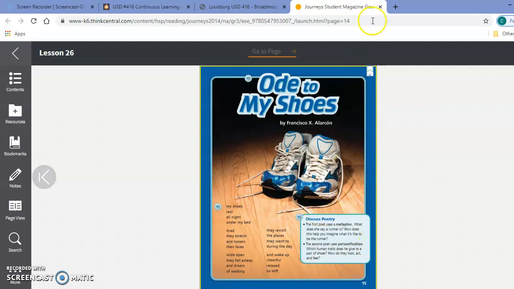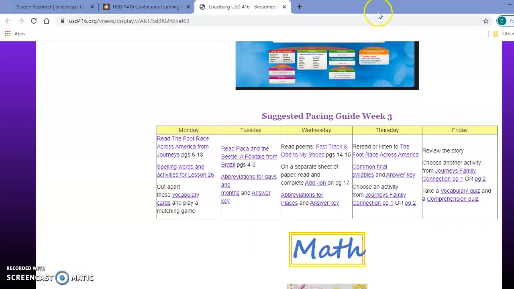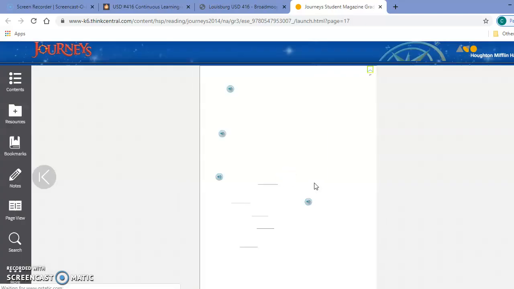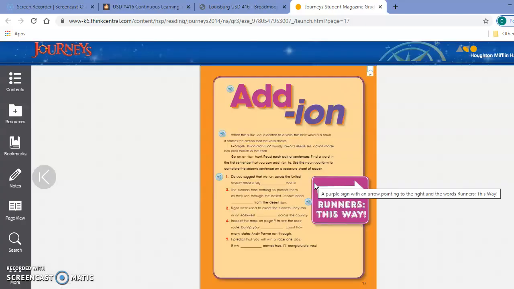a parent. And then coming back to our third grade website, on a separate piece of paper, you can read and complete this add ION. What it is: the suffix ION is added to a verb, then the new word becomes a noun, and it names the action that the verb shows. So for example, Paka didn't act kindly toward Beetle. His action made him look foolish in the end.